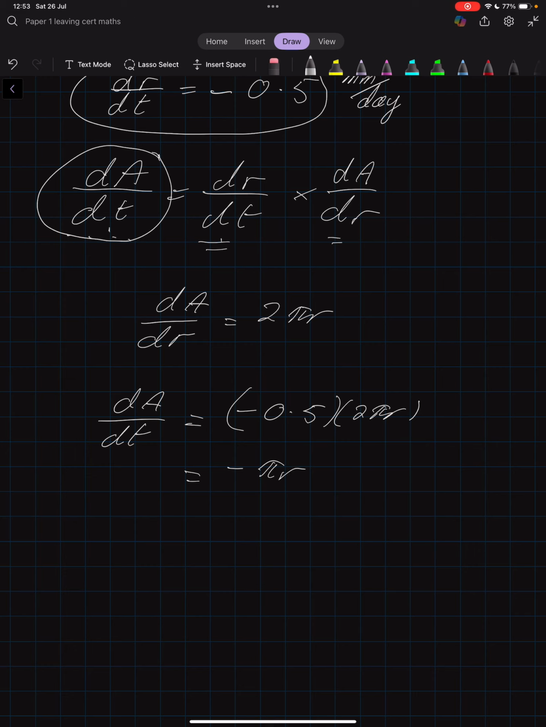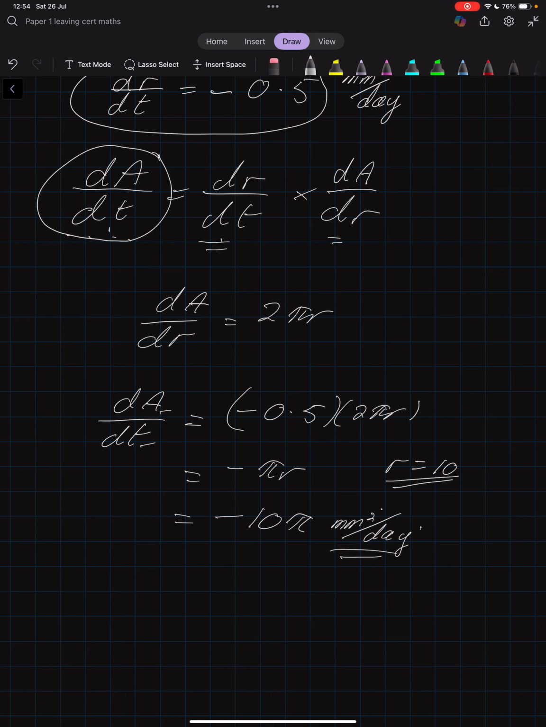And it says, how fast is the area decreasing at the instant when the radius is 10? So when r equals 10, how fast is it? Minus 10 pi, be very careful, millimeters squared per day. So be careful with the units. Remember, it's area per time. Okay? All right, so hopefully that's okay. I'll do another one or two of them.